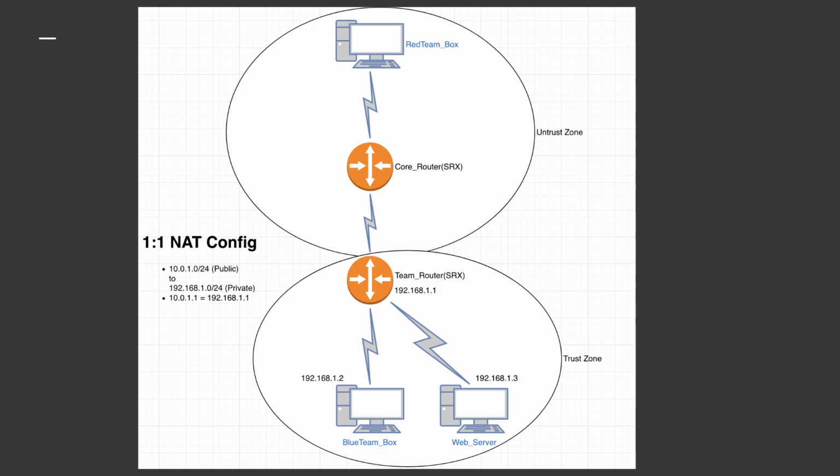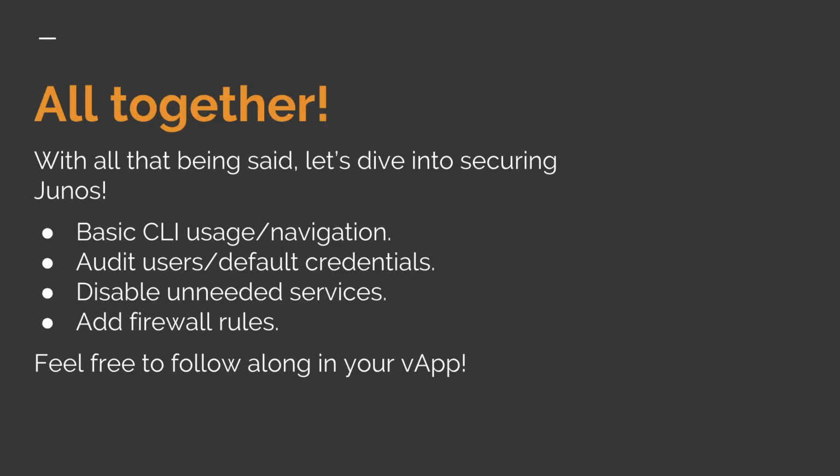In this scenario, we have a red team box, so we can test whether you can access services on the internal zone from outside, and vice versa, we have a blue team box to go out to see if we can hit anything as well. Now that you know some of the basic procedures and how the network works, we're going to dive in. We're going to look at some basic CLI usage, navigation, getting to know the file system. We're going to look at changing users and default credentials, turning off unneeded services, playing with the web interface a little bit, and then finally adding and testing some firewall rules.